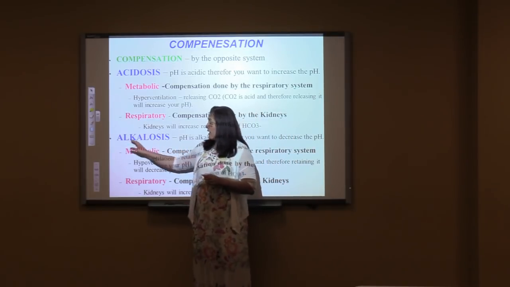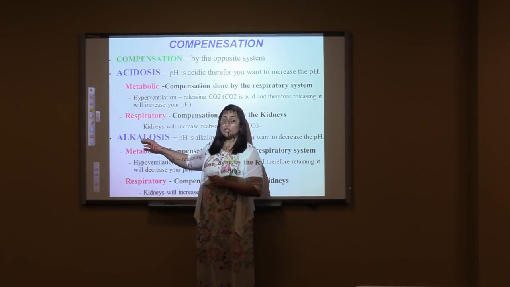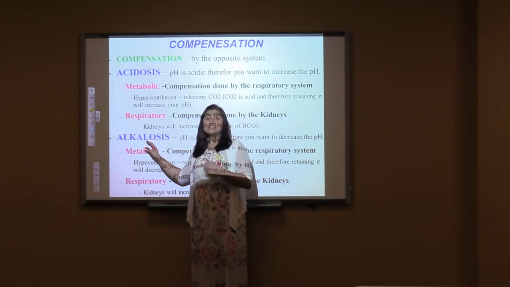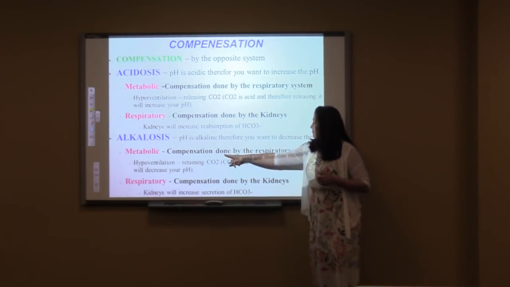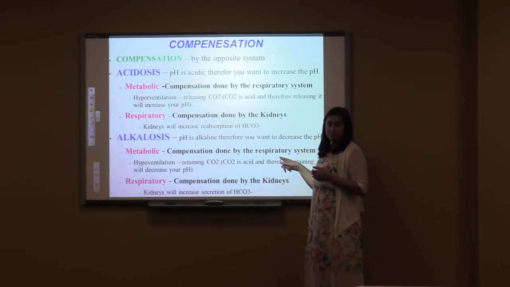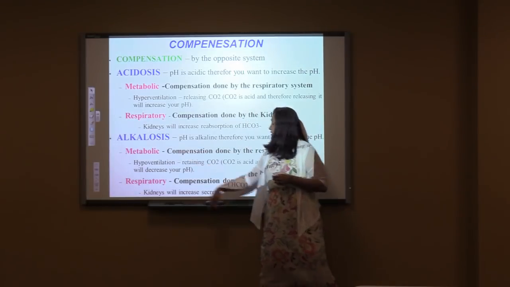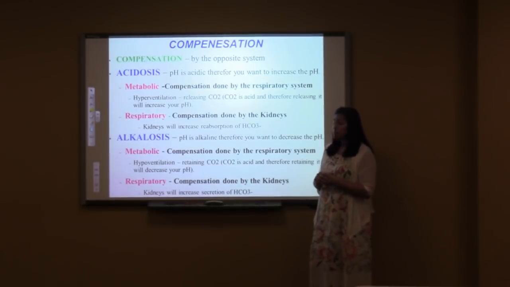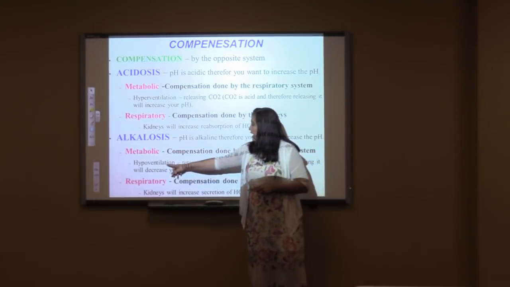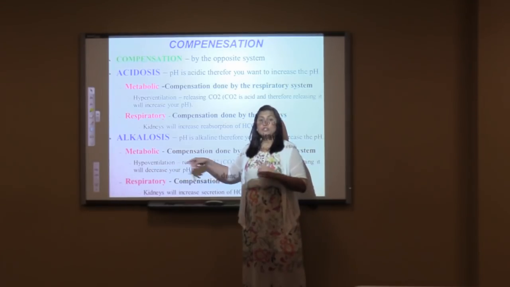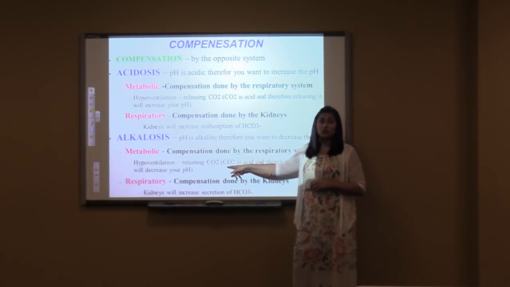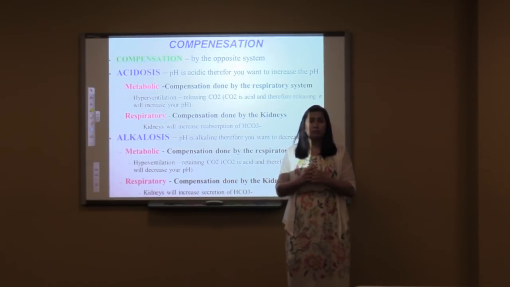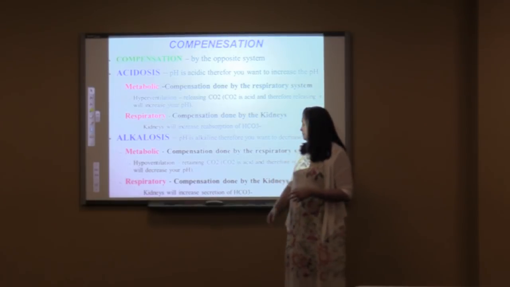Now, if you have a disorder of alkalosis, so if you have metabolic alkalosis, meaning your metabolic system is causing you to develop alkalosis, then again, your respiratory system is going to compensate. How does your respiratory system compensate? It actually hypoventilates. When you hypoventilate, you retain your CO2 levels, meaning you retain the acid. Therefore, your pH starts to go back down, bringing it to the neutral level.